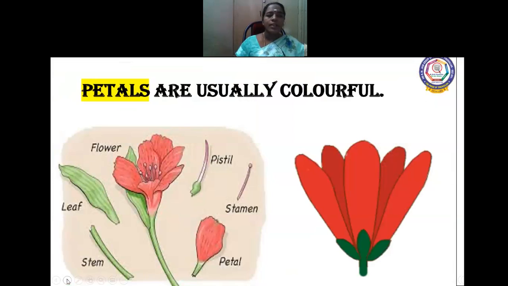Let me see one by one. Petals. Petals are usually colorful. Different flowers have different color petals, and this part is known as petals.